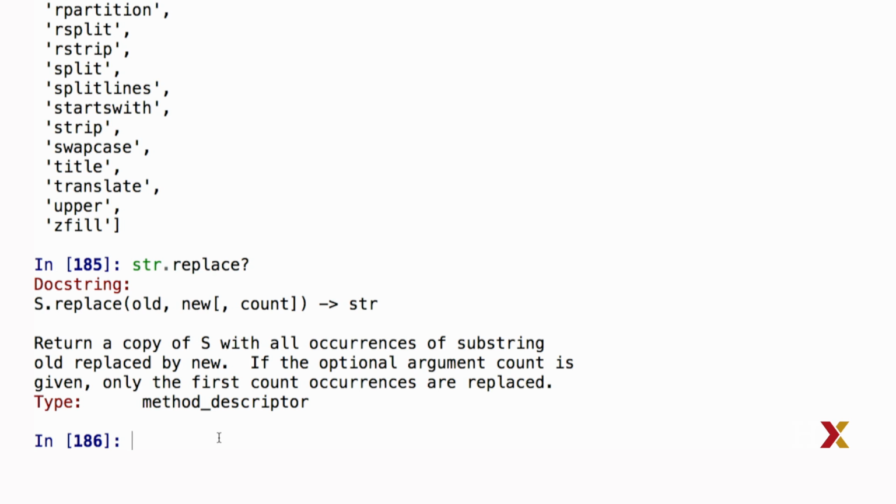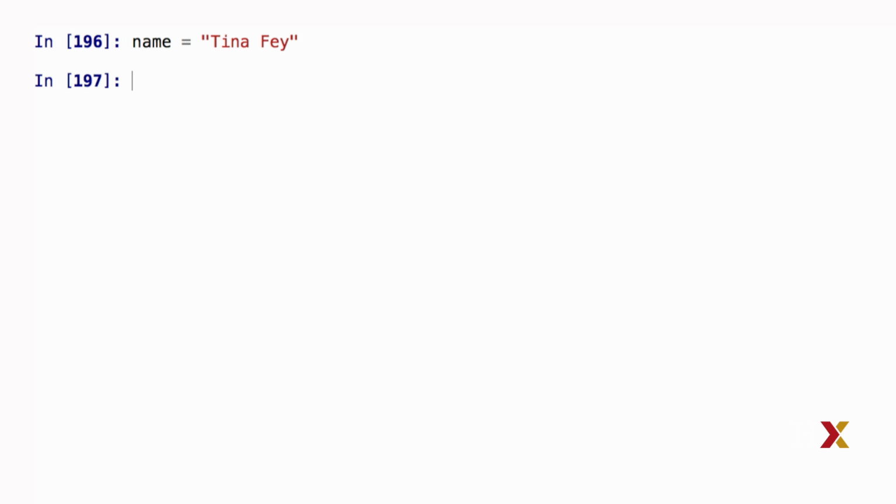So let's use the replace method through an example. I'm going to define a string, let's call it name. I'm going to use Tina Fey here as my string. And we'd like to replace the first capital T with a lowercase t. I call the replace method, and I'd like to replace the capital T with a lowercase t.